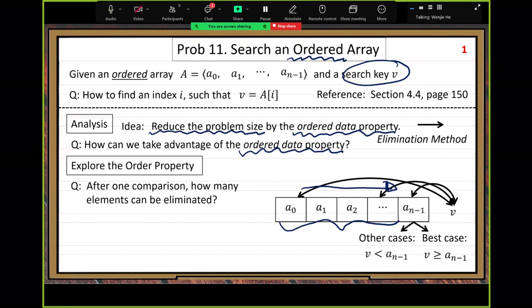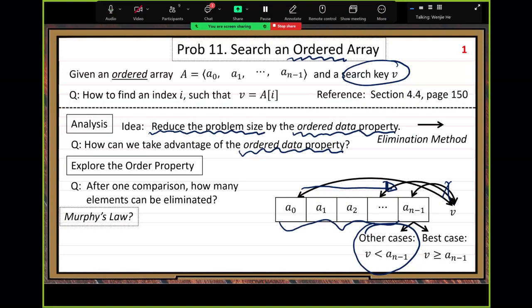Because the other cases happen most of the time, if we use probability to look at these cases, the probability should be very high. So that means this comparison is a bad one. So we want to do better.